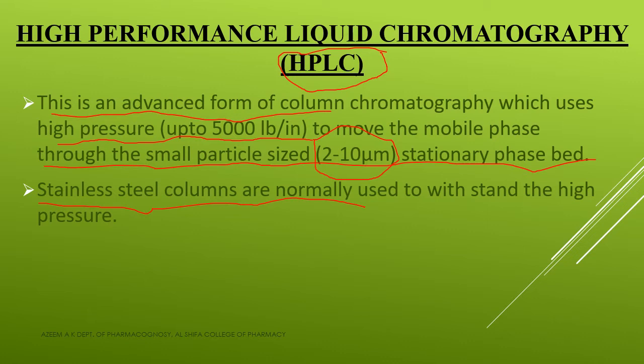Okay, glass columns were used, whereas in HPLC, or high performance liquid chromatography, we are using stainless steel columns. Stainless steel columns are normally used, and this type of column is generally used to withstand high pressure. Since, from the name itself, we are applying very high pressure to the system, in order to withstand that high pressure we require stainless steel columns.